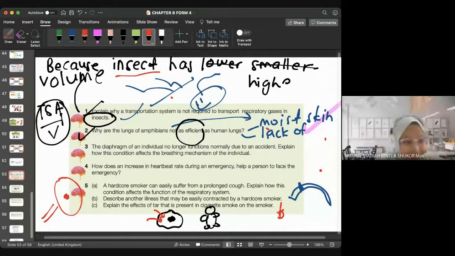Air inside lung. Okay. Alright. Okay, faham. Okay, terima kasih. Okay. Very bijak, answer very bijak.